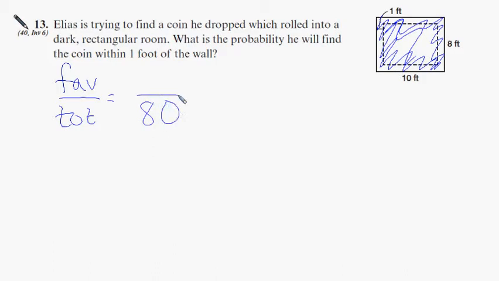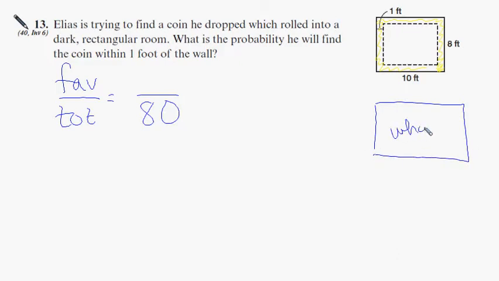Okay, but then the favorable is a little harder to find. What is the favorable area? Well, the favorable area is just this kind of border all the way around the room that is within 1 foot. But how can we find that without going into all kinds of contortions? Well, here's my idea. I'm going to suggest that we take the whole thing, minus that smaller one.